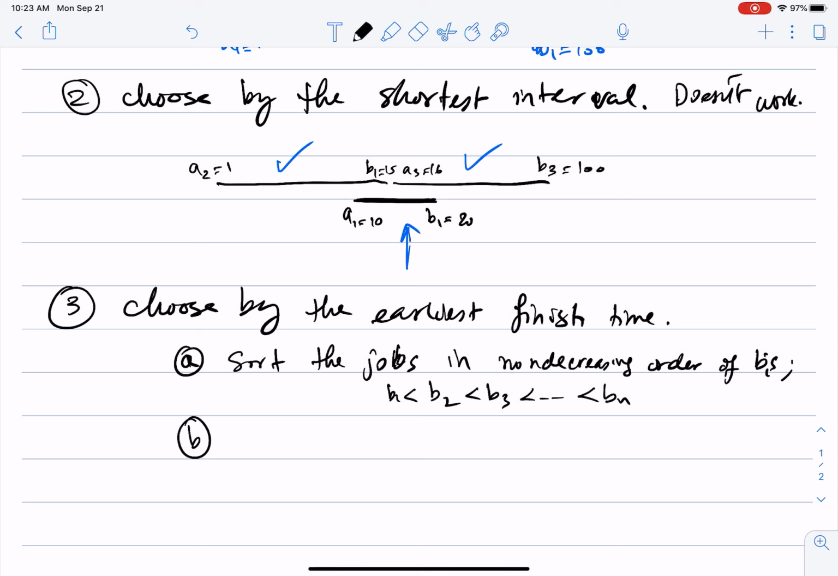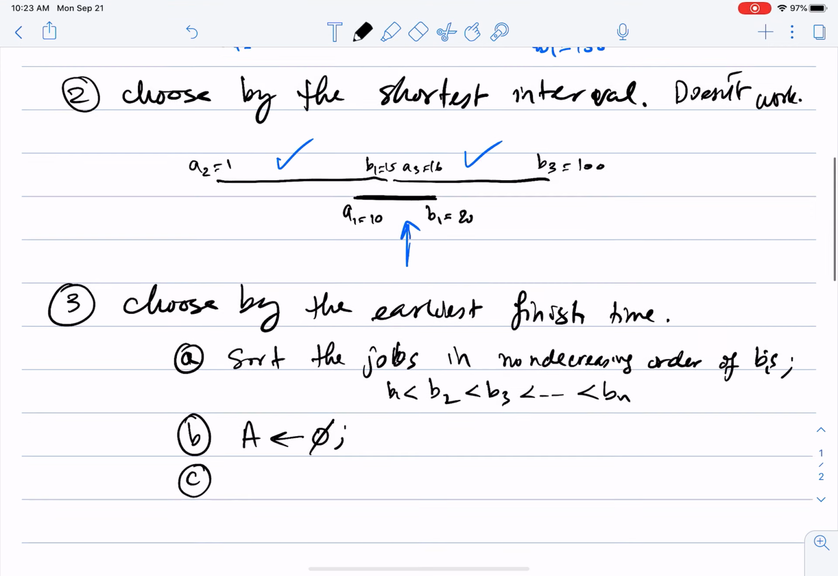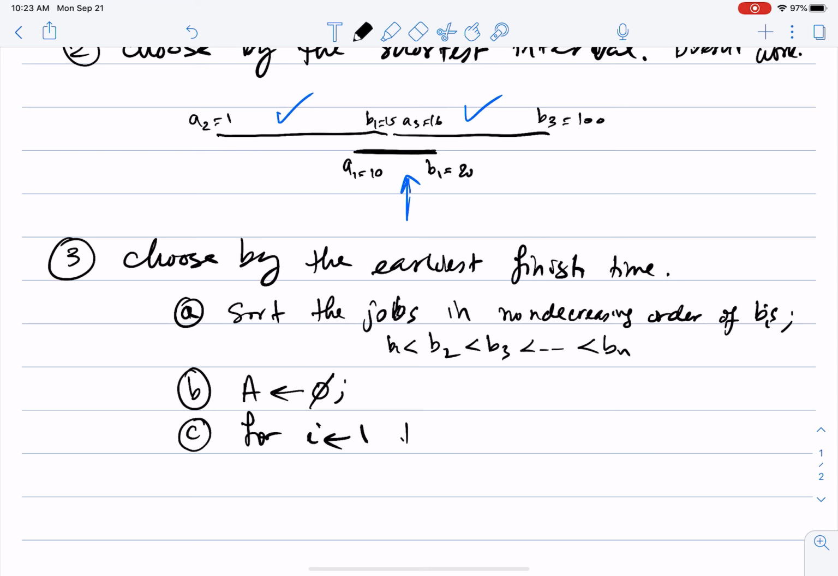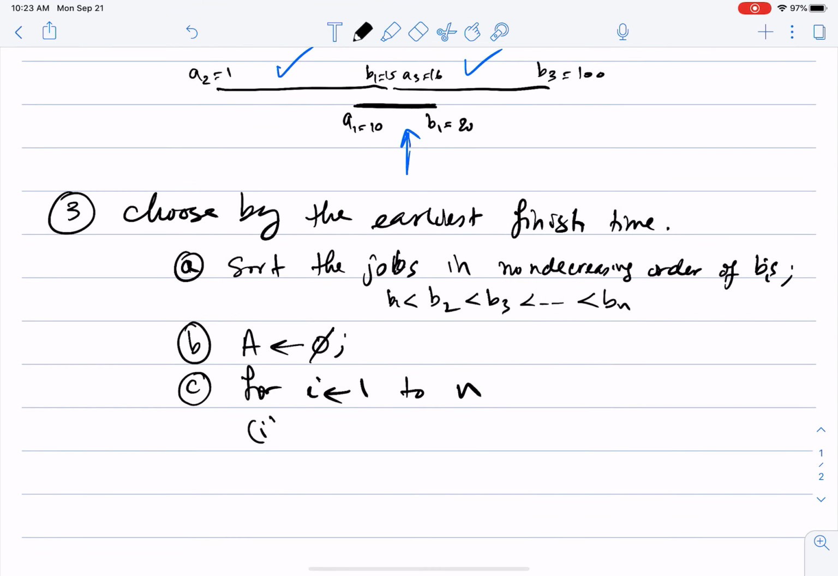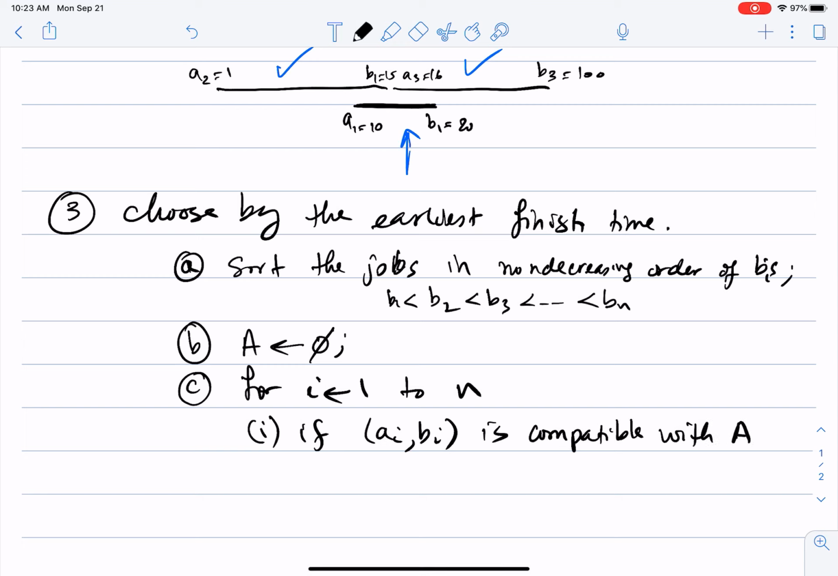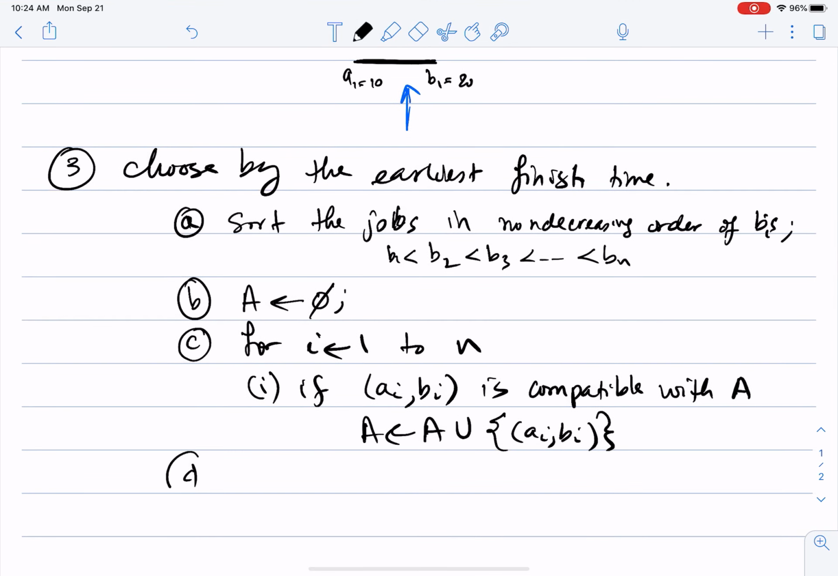So let A, for example, the set of these intervals, be the empty set, and C, for i equal 1 to n, if (A_i, B_i) is compatible with A, in other words, it's compatible with all the intervals in A, then we add it. Okay, so it's safe now to choose this interval. So A becomes A union this new interval (A_i, B_i). Otherwise, we just ignore, okay? And D here, basically return A, okay?